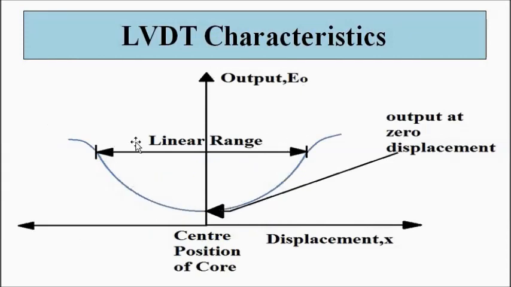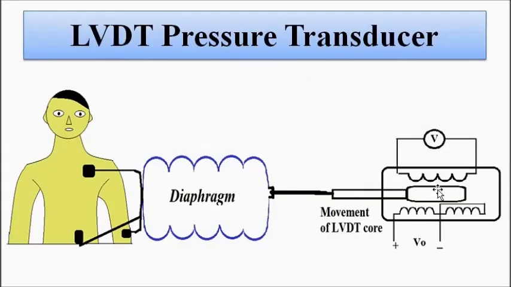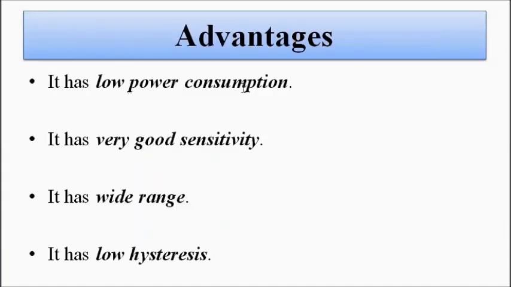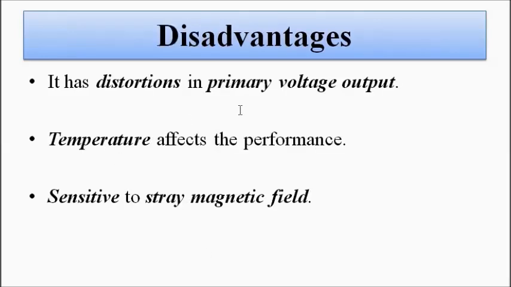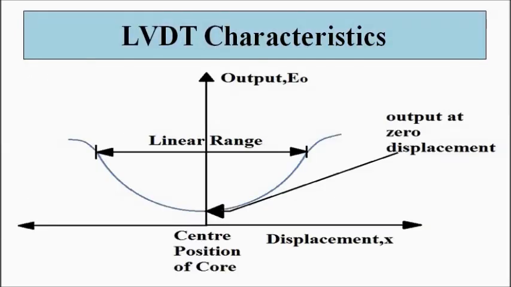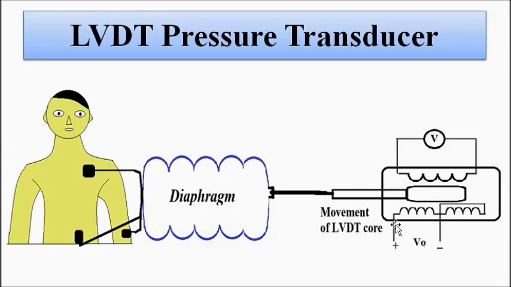Okay, so now this is another example of the use of a displacement transducer as a pressure transducer. Now it has various advantages, such as low power consumption, very good sensitivity, a wide operating range and low hysteresis, but it has certain disadvantages also. For example, distortions in the primary voltage output at the primary winding side. It is affected by temperature fluctuations, and it can also be affected by stray magnetic fields, which can cause a variation in the output voltage, which can mask the original biomedical signal.